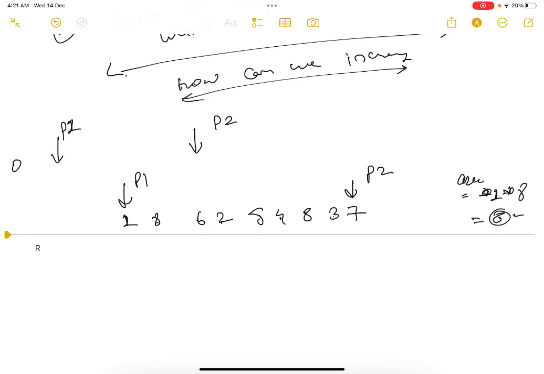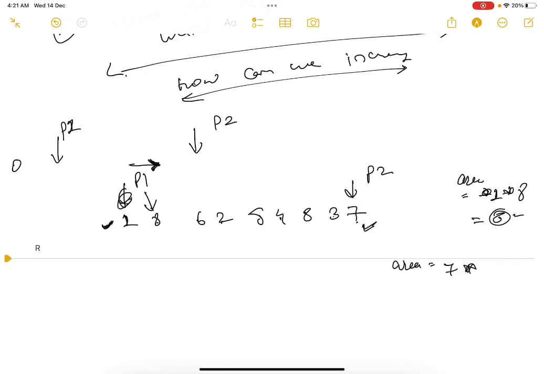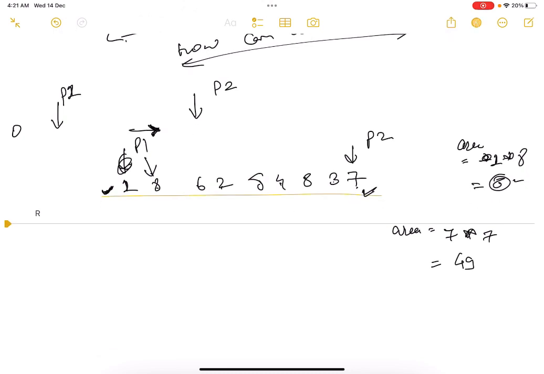But now we can see that because of this 1, the area is decreasing, right, between 7 and 1. So what we are going to do is update this p1 and increase its value. So now p2 will point here, and when this happens, we are going to calculate the area again. So it will be 7, because now 7 is smaller. 7 into their index difference, which should be 7. Okay, so it will be 49, which is obviously greater.